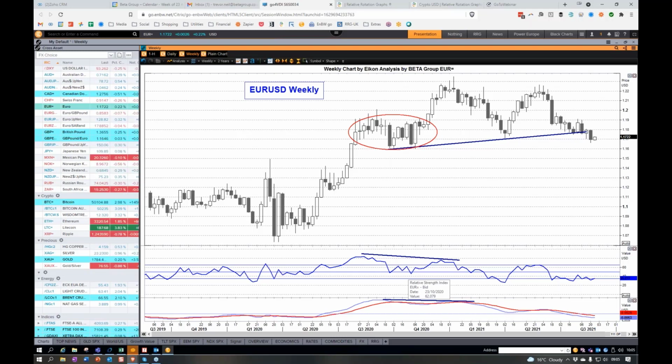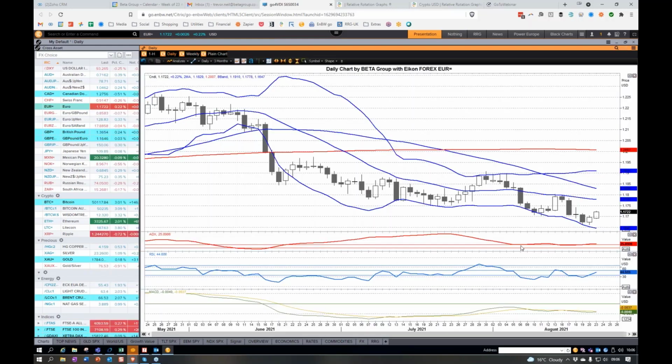And he's done that in the past, where it looked to me fairly straightforward what was going to happen next, and then it turned out not to happen. So here's the weekly chart. Let's go to the daily chart now.